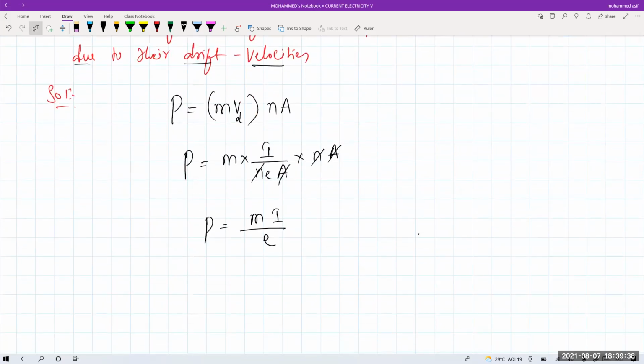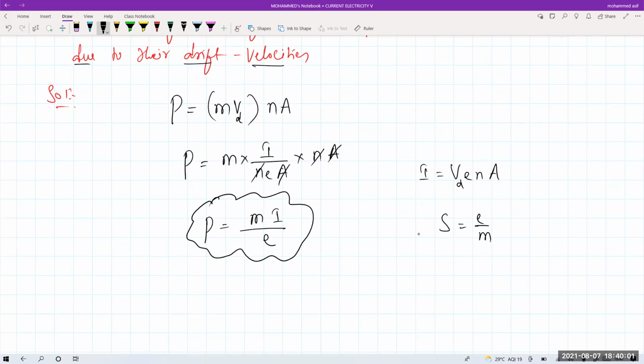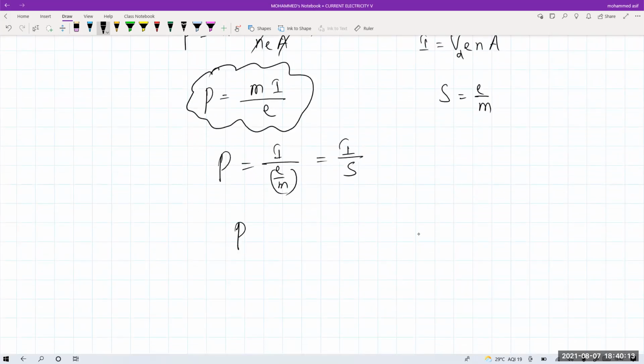Drift velocity is I by n e A, so v d is equal to I by e into n into A. So what momentum did we get? P is equal to m into I divided by e, and this is the specific charge, e by m. Writing m down, P is equal to I by e by m. This e by m can be written as S. So I by S is the answer. Momentum will be equal to current divided by S. What is S here? Not area. S is the specific charge.